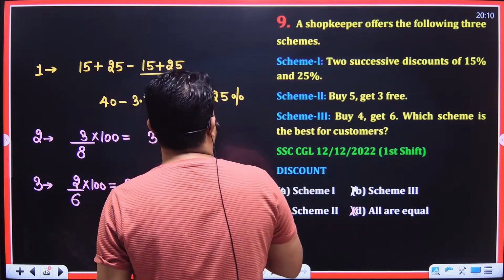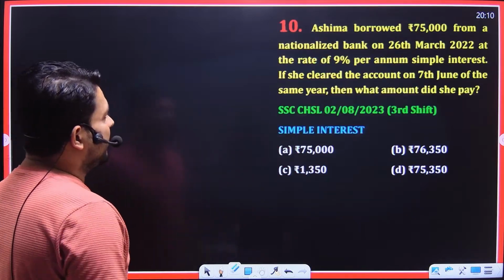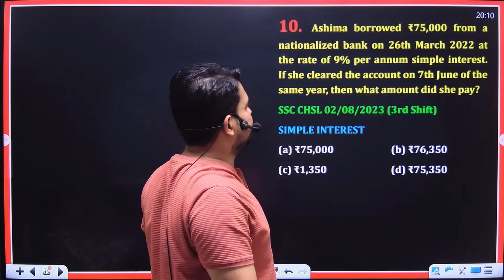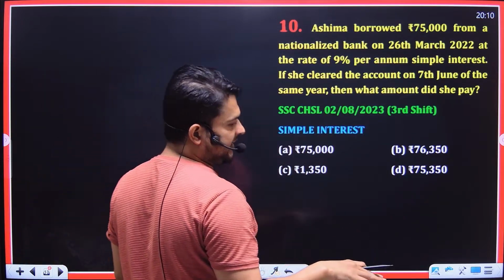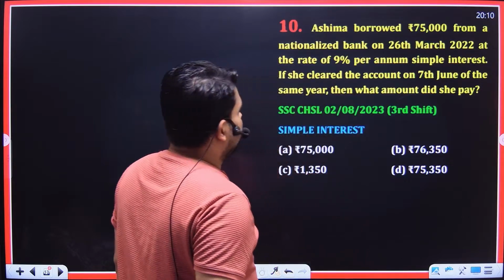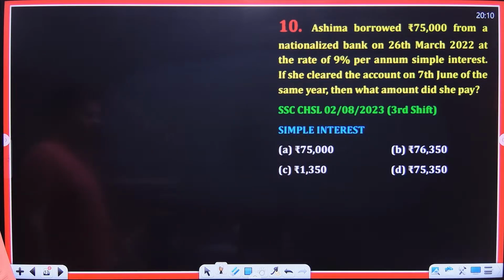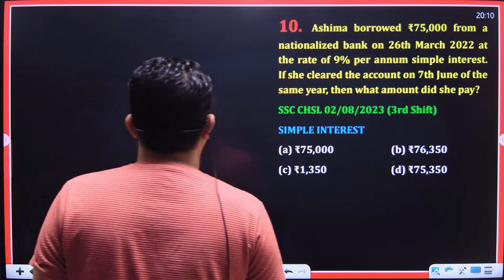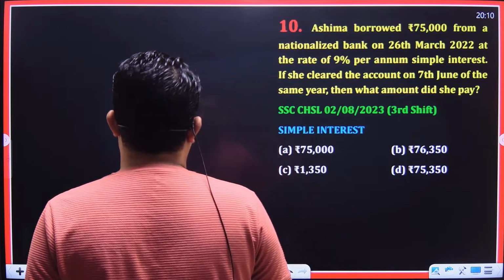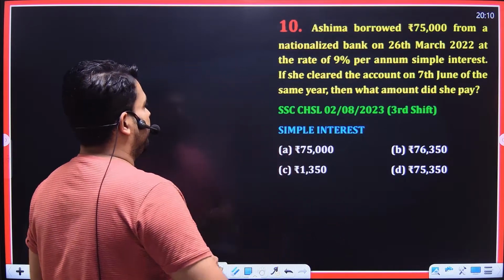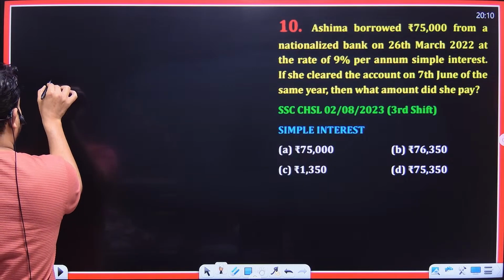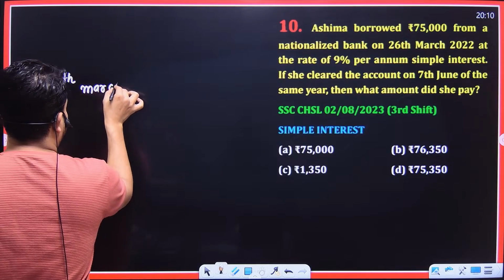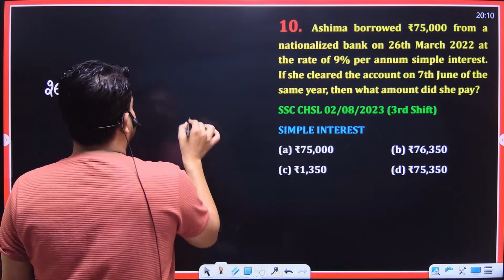Now we have the last question, that is question number 10. Ashima borrowed 75,000 from a nationalized bank on 26th March 2022 at the rate of 9% per annum simple interest. If she cleared the account on 7th June of the same year, then what amount did she pay? So solve it. So we have 26th of March. This one is the starting date. And the end date is 7th of June.